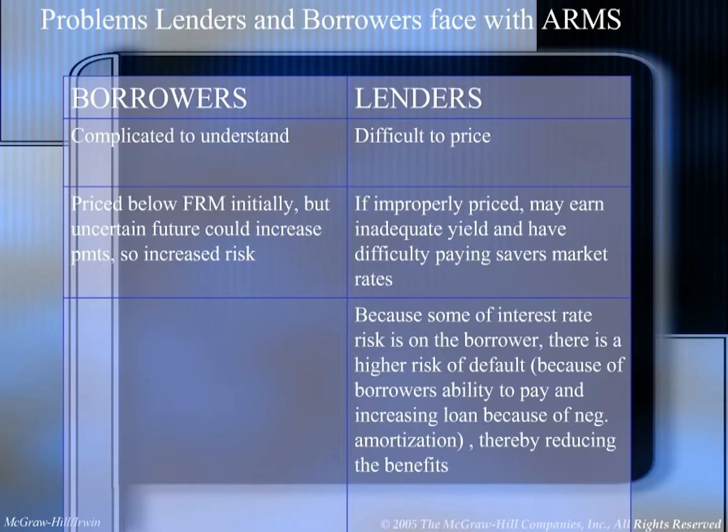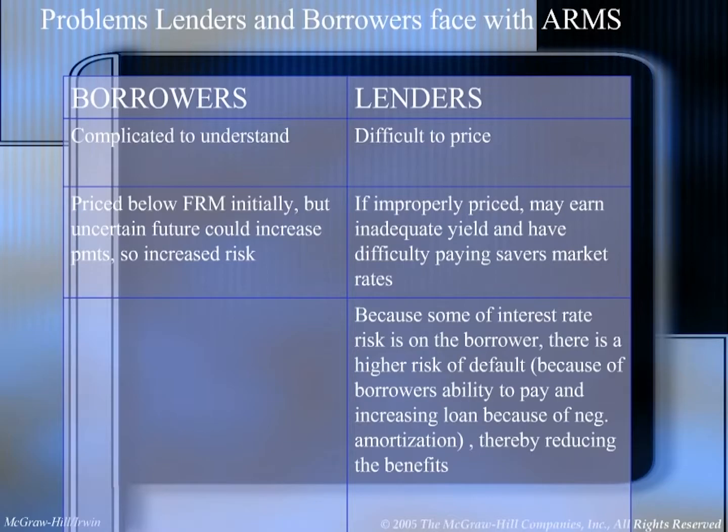And we can assume that ARMs are not made unless the expected benefits to the lenders from shifting some of that interest rate risk to the borrower exceed the expected losses that they would be assuming from default risk.